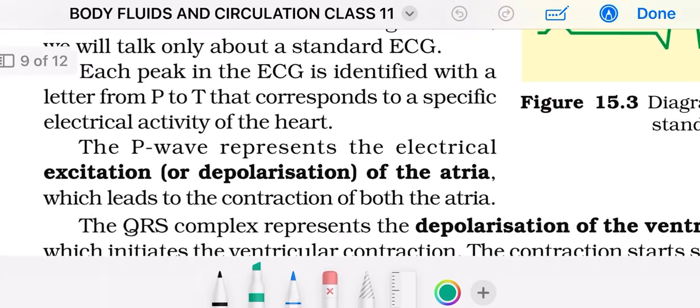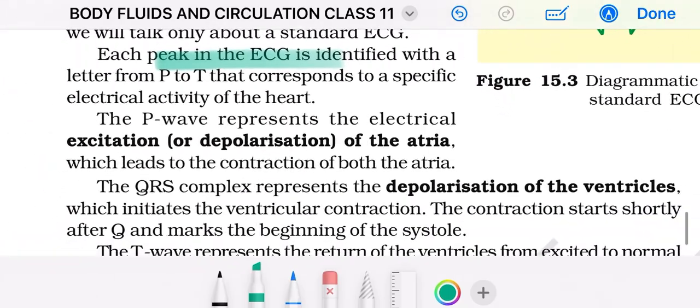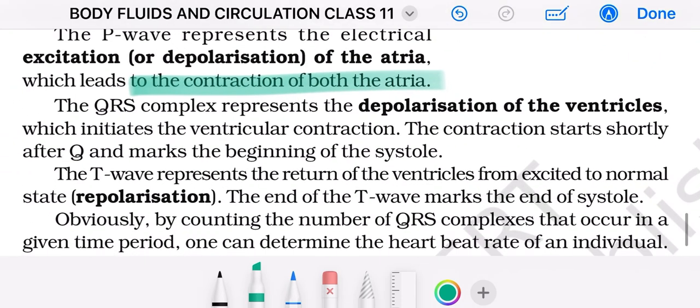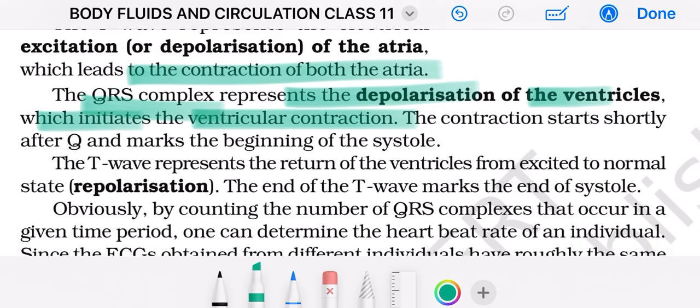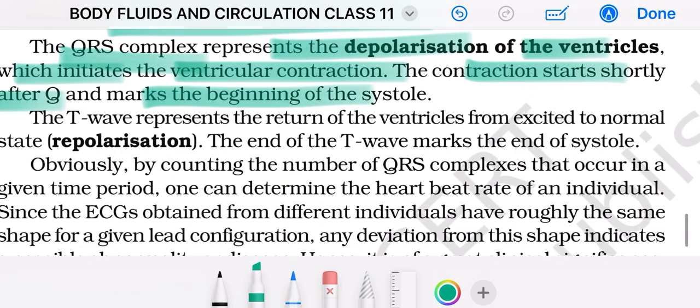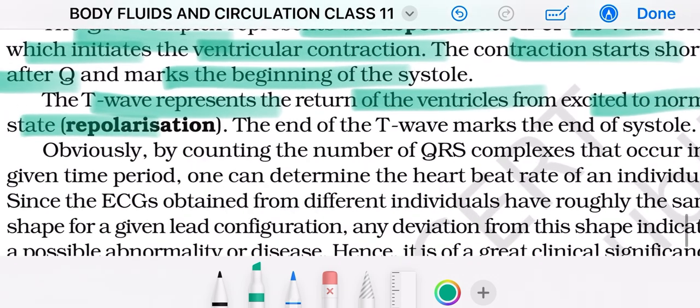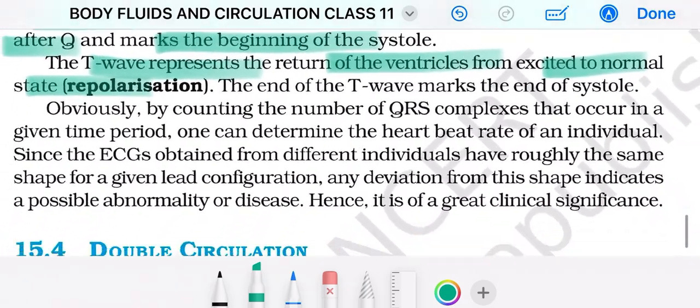Where we are, each peak in the ECG is identified as contraction of both atria. The QRS complex represents depolarization of the ventricles, which initiates ventricular contraction. Contraction starts shortly after Q and marks the beginning of systole. The T wave represents the return of the ventricles from excited to normal, that is, repolarization of the ventricles. The end of the T wave marks the end of systole.